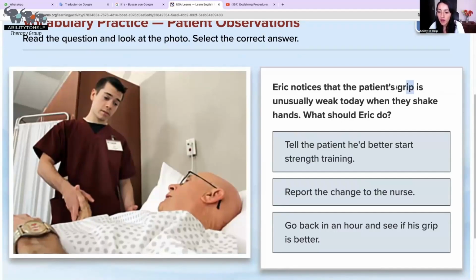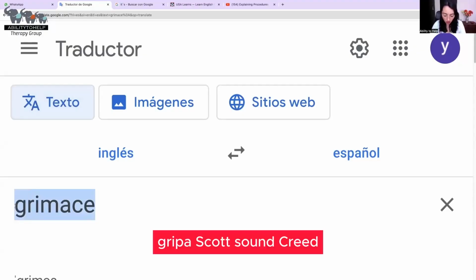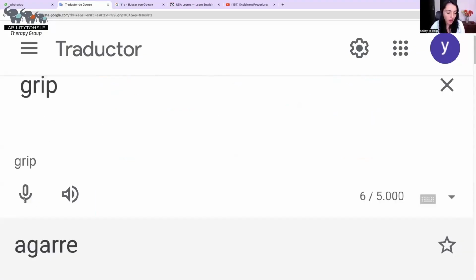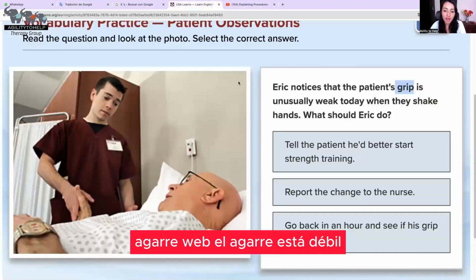I don't know the meaning of grip. What do you think grip is? It's not gripa. Gripa is cold. So grip, agarre, grip. El agarre está débil.